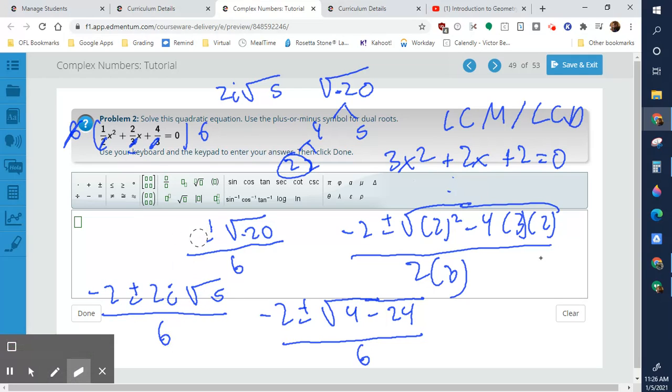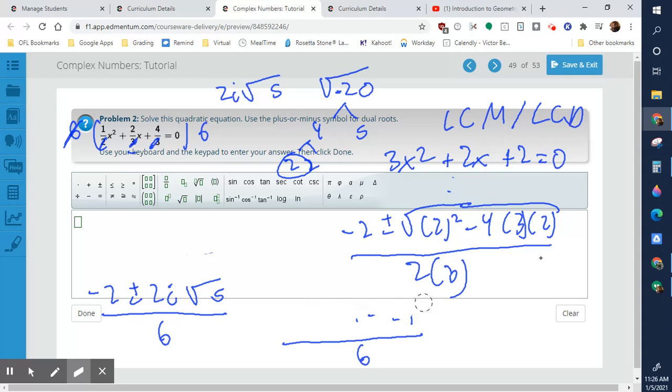And I'm going to erase all the previous work so I have room to write it. This time I made sure to write the answer in a spot where I can look at it. That way, when I get upset at Edmentum, I have proof that I wrote it down correctly. So that being said, let's split this up into its two parts. So it's going to be negative 2 over 6 plus or minus 2i square root of 5 over 6.